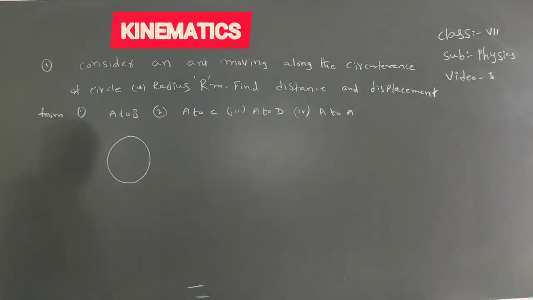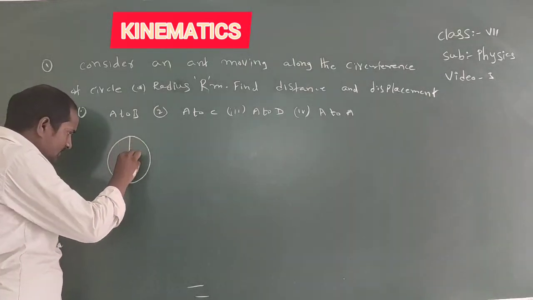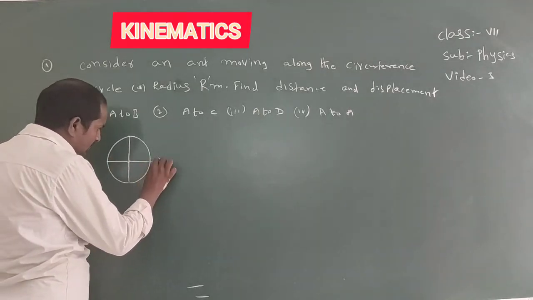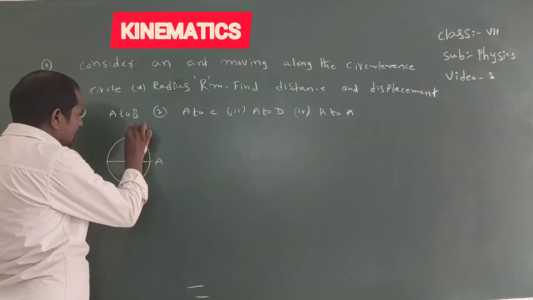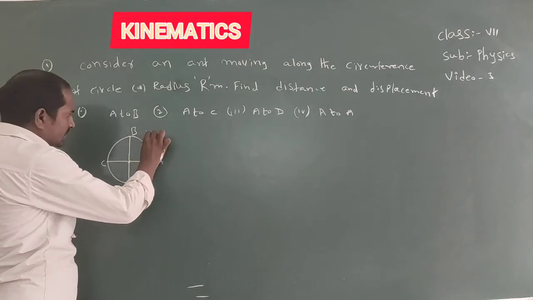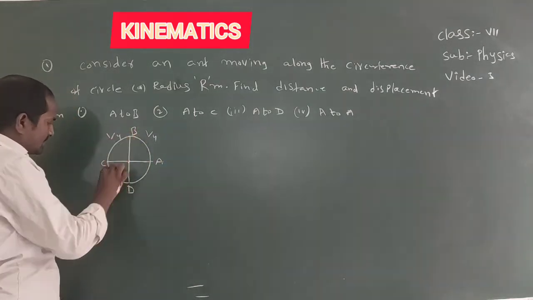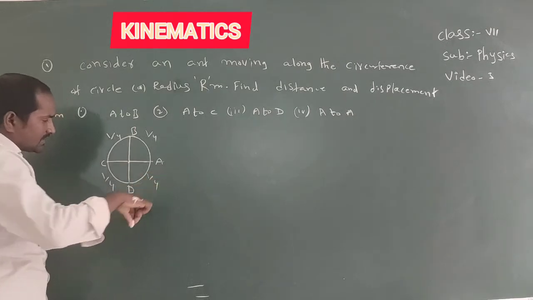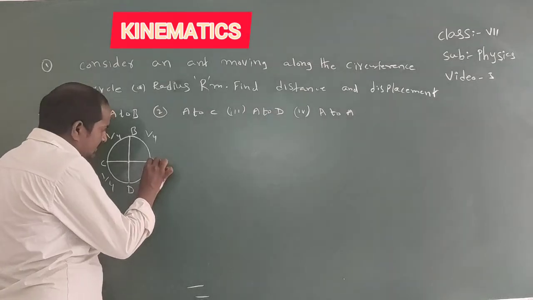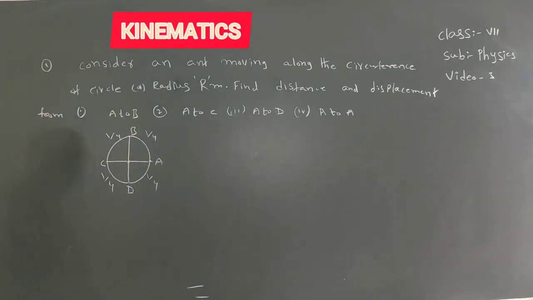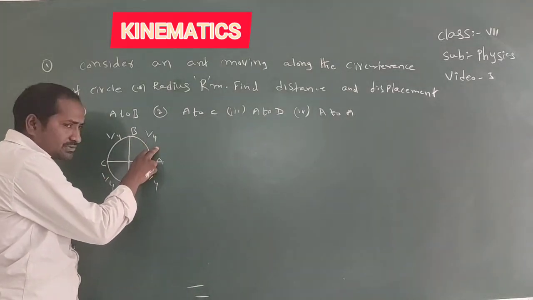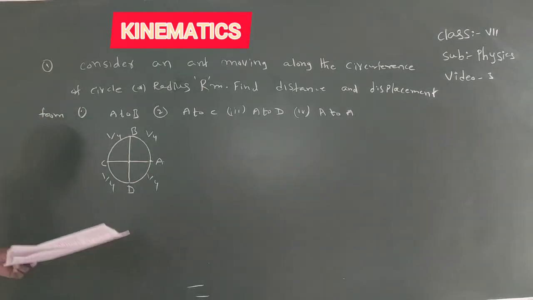The circle is divided into 4 equal parts. It is the origin O, and A, B, C, D. It is a 1/4 part, here also 1/4, here also 1/4, here also 1/4. Now the ant is starting from A to B, which means it completes 1/4 round.